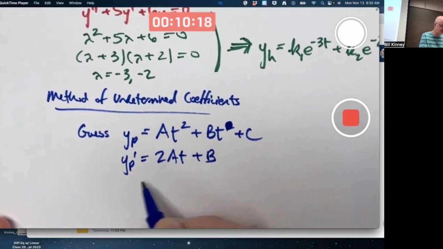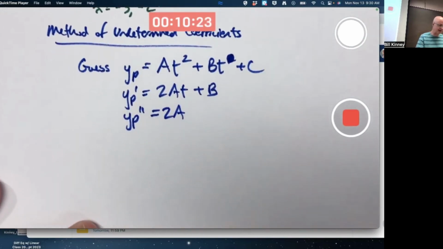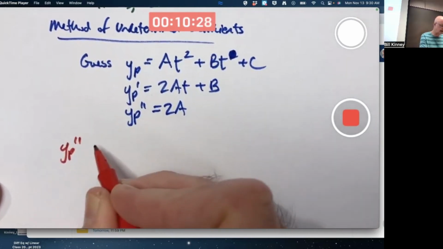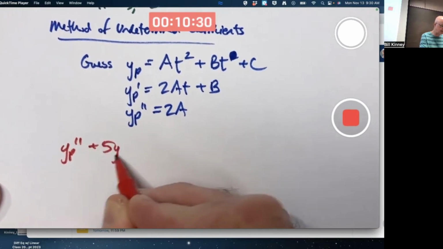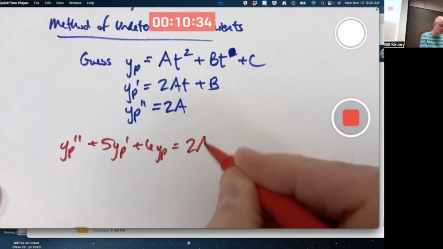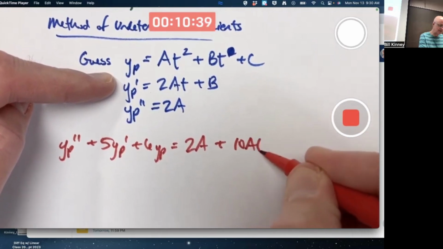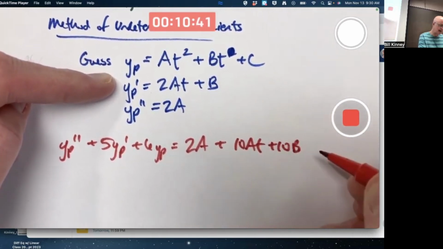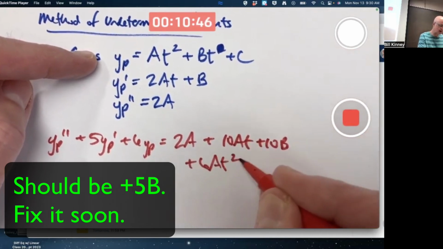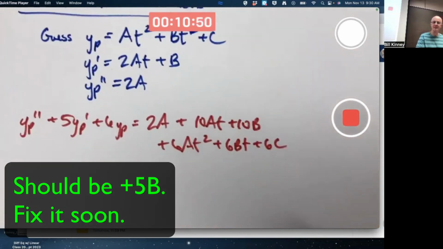Take the derivatives, plug them in the left-hand side of the differential equation. So compute yp double prime plus 5yp prime plus 6yp. It'll be 2a plus 5 times this will be 10at plus 10b, and then plus 6 times this will be plus 6at squared plus 6bt plus 6c.